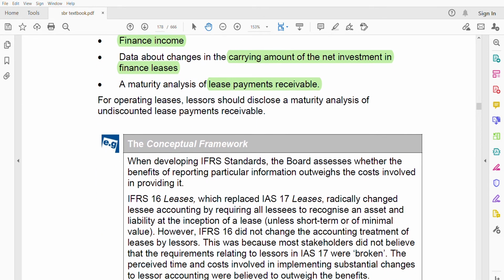When it comes to operating lease, things are very simple. Why are things very simple under operating lease? Because you are having the asset with you. At the end you just receive the consideration and you have the asset also with you. That's why it's easy. But in finance lease, you are giving the asset to the lessee, so things change. That's why finance lease is the bigger area. So for operating lease, the lessor should disclose a maturity analysis of undiscounted lease payments receivable.